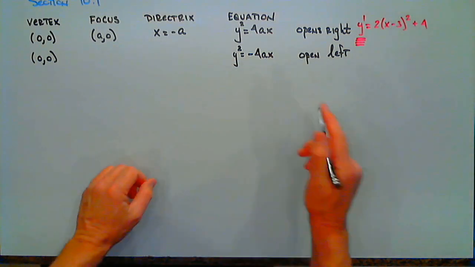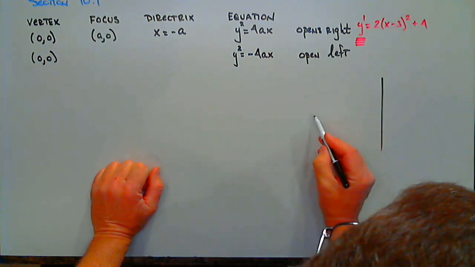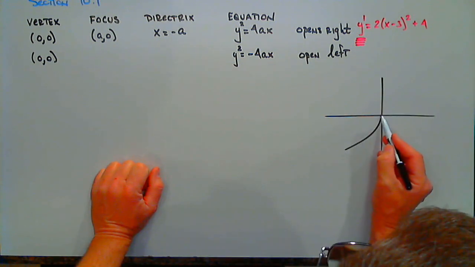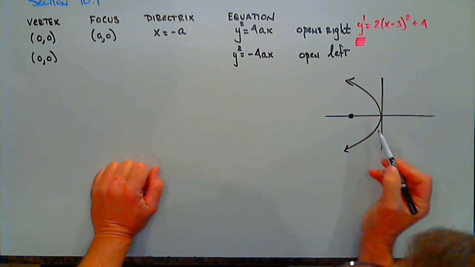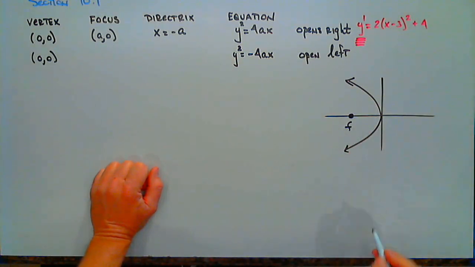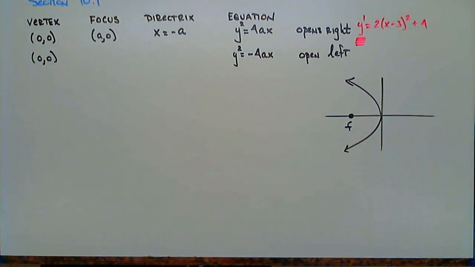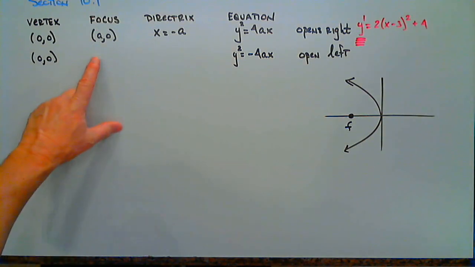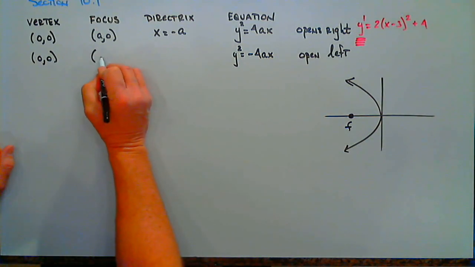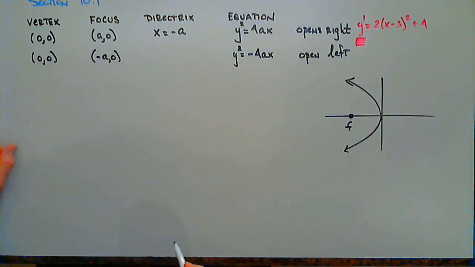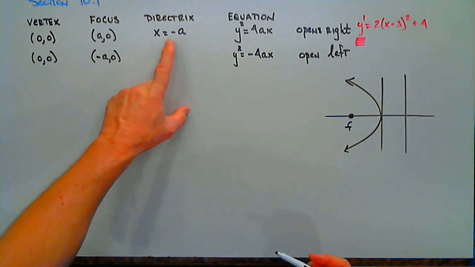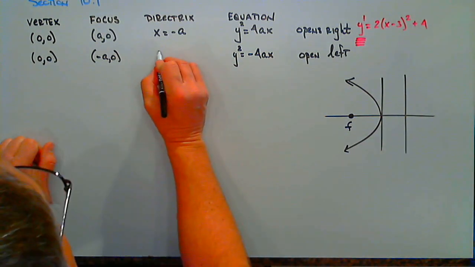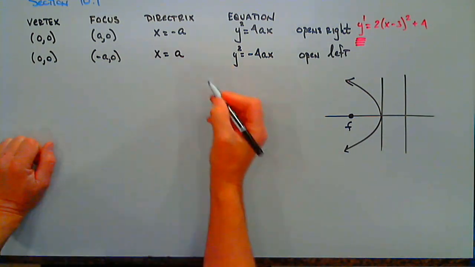But if it opens to the left, let's draw a quick sketch over here. If our parabola opens to the left, isn't the case that our focus has got to be inside? Our focus is going to be over here. So instead of our focus being (a, 0), our focus is, yeah, you're right, going to be (negative a, 0). And now our directrix is going to be over here. So instead of our directrix being x equals negative a, our directrix is going to be x equals positive a.